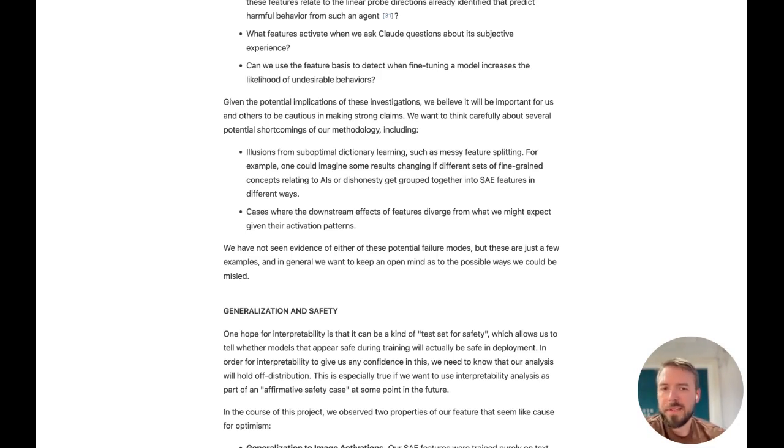Cases where the downstream effects of features diverge from what we might expect given their activation patterns. Okay, so this is like we found a feature and we think it is something because it seems like it's interpretable this way. But actually it's doing something else that we're kind of missing. I think that is the translation of this potential shortcoming.